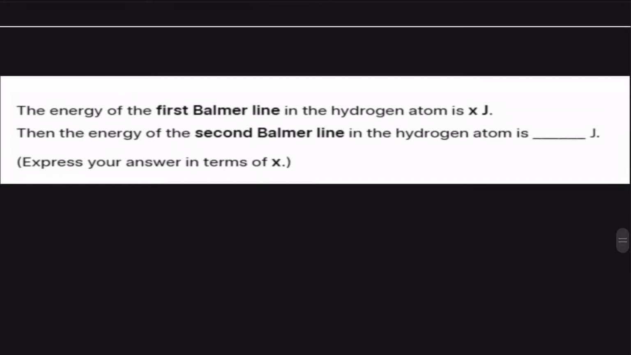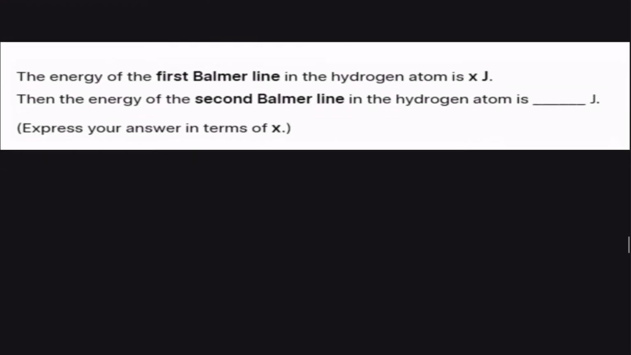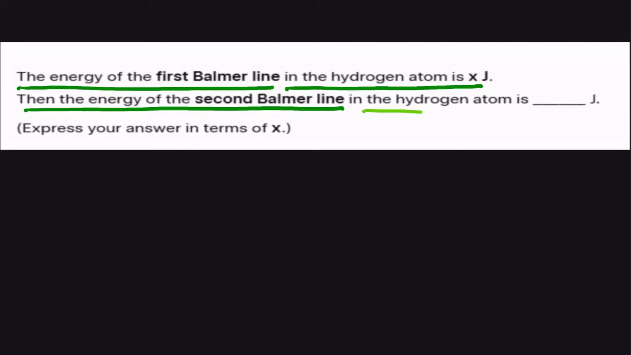and it states that the energy of the first Balmer line in the hydrogen atom is x joule, then the energy of the second Balmer line in the hydrogen atom is dash joules. Express the answer in terms of x. So we have first Balmer line and second Balmer line.